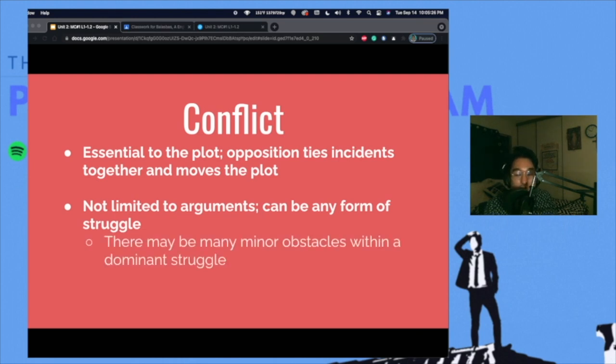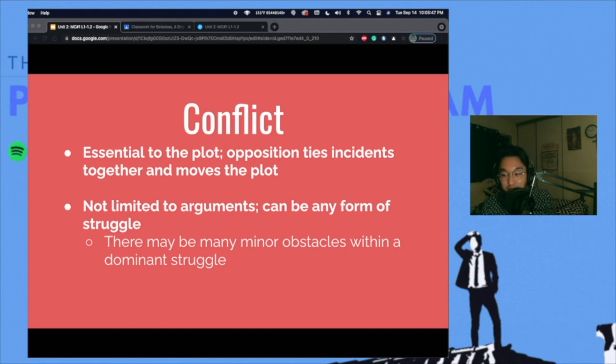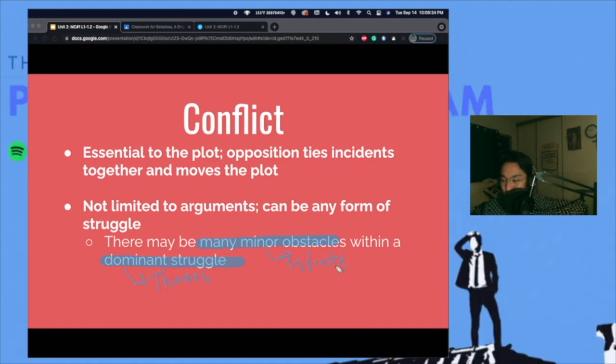There may be minor obstacles within that dominant struggle. So based off of the previous examples, let's just say with the Avengers, there's clearly multiple obstacles or incidents that have to occur for this finale within the movie itself for the heroes to even get to Thanos. That could be considered the many minor obstacles within the dominant struggle, being Thanos. And the minor obstacles are the Infinity Stones, right? Infinity Stones. There we go.